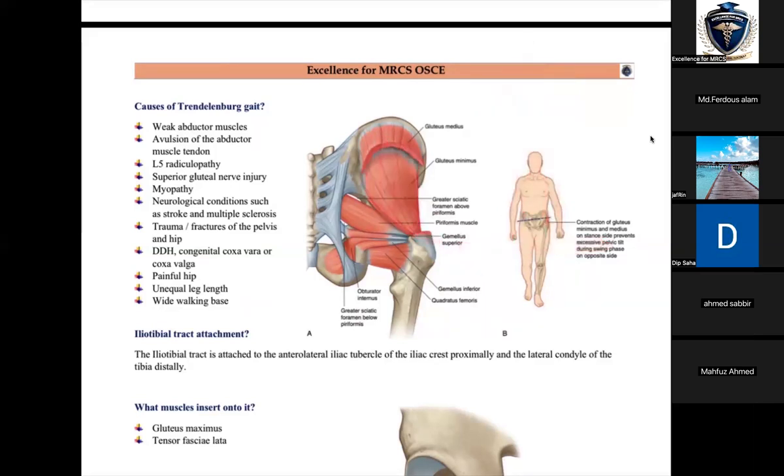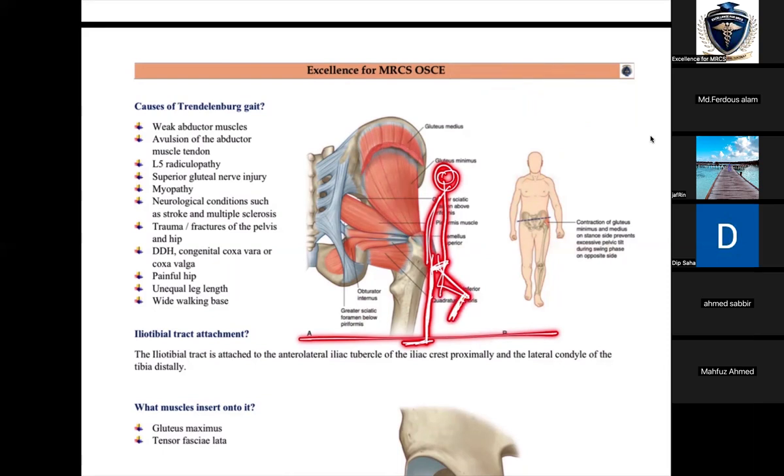Okay. Now the question is, the patient is walking. So when the patient is walking, this is the patient, and one leg is on the surface and another leg is away from the surface.